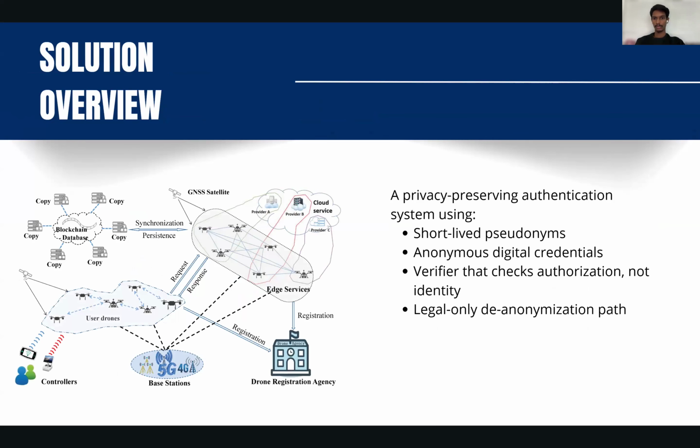Our solution relies on short-lived pseudonyms to prevent correlation of flights, anonymous digital credentials issued by the PCA, and an authorization-only verifier, which checks whether the drone is allowed to fly without needing to know who the operator is. A controlled legal-only de-anonymization path is managed by the DAA. So this ensures operators remain private during normal operations while still complying with regulatory safety requirements. Next slide, please.